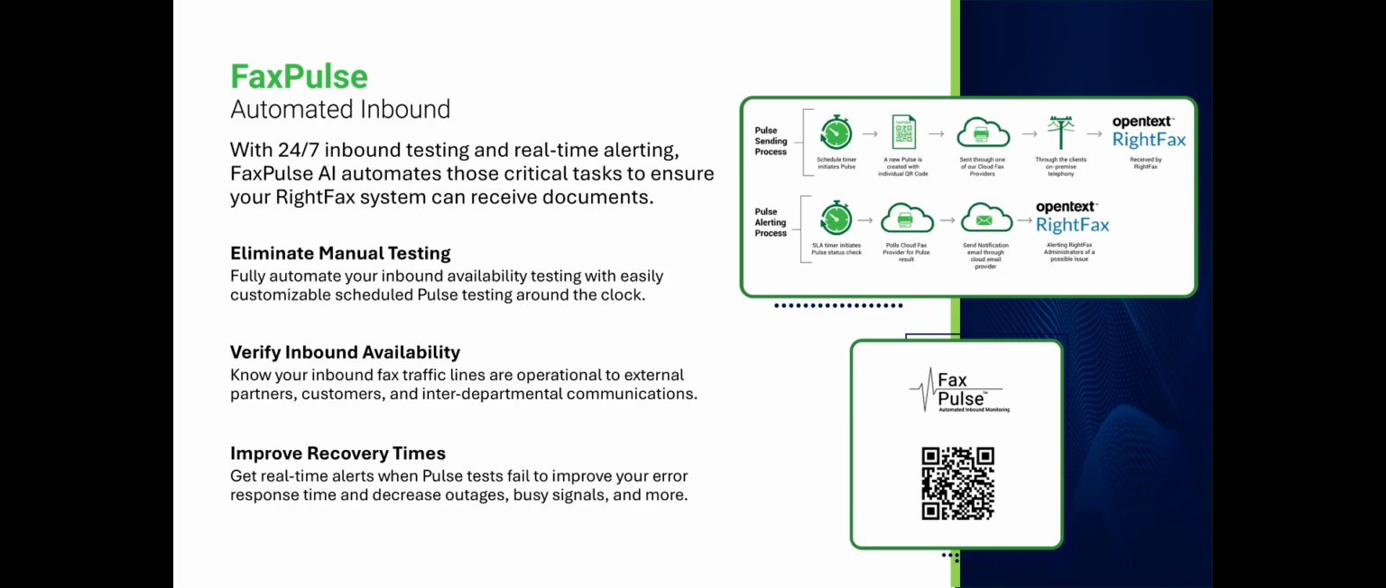Our FaxPulse Automated Inbound, also known as FaxPulse AI, is a great tool to verify your inbound faxing is working correctly. FaxPulse AI will track an inbound fax from the time your server receives the call all the way to various workflows, such as network folder, email, or delivery into an application. FaxPulse AI will also send you an email if there is a phone line problem.